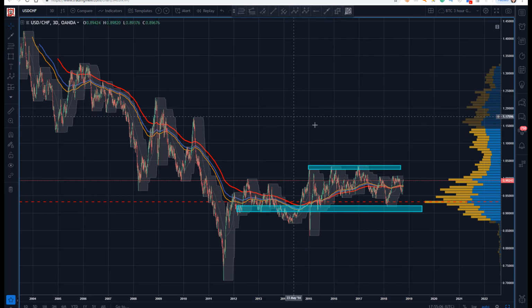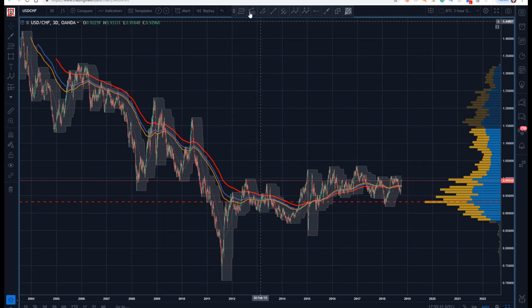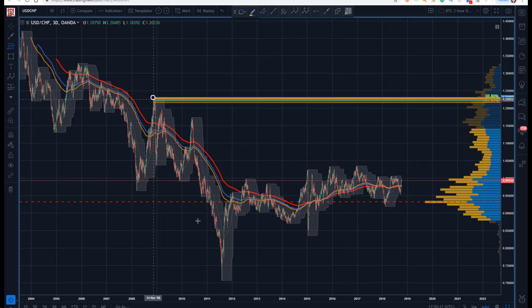Remember, I'm on a 3-day chart. So we're bouncing between it. It looks like we're heading towards the upper range. So you look at that and you think, okay, well, first question is, why is it stopping here? What's the reason? Well, of course, you're not going to have to go too far to find out.